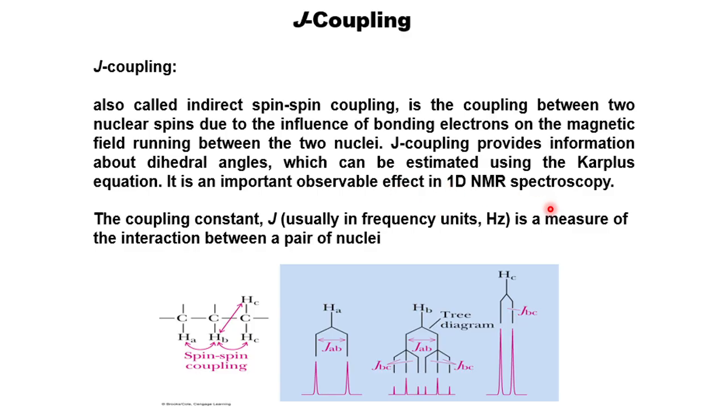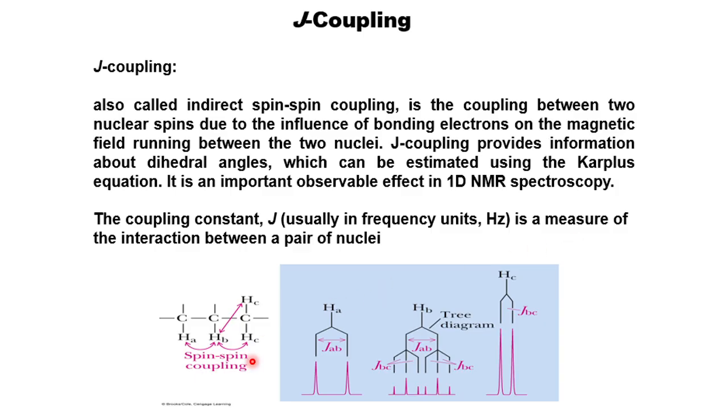There is also 2D NMR. And whenever you are providing NMR data, you should also provide the value of the J constant or coupling constant, and it is given in frequency units, that is Hertz. And what is this? It is basically the measure of interaction between the two spinning nuclei.